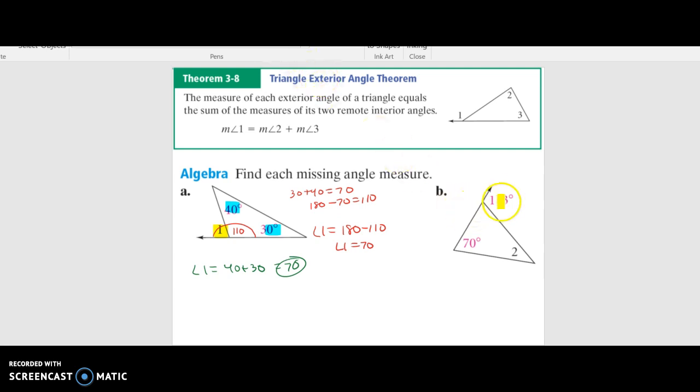Now, in the next example, 113 is your exterior angle, 70 is an interior angle, and angle 2 is what we're looking for, and that's a remote interior angle. Well, if you think about it, angle 2 plus that 70-degree angle, if I add these together, they should add up to that exterior angle. So now, when I subtract that 70, 113 minus 70 would give you 43 degrees.